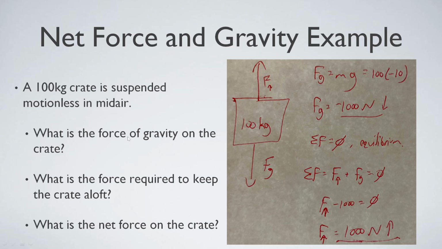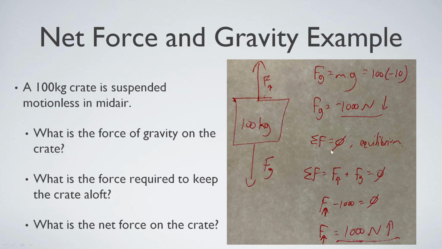And the first thing we're going to do is find the force of gravity on the crate. And again, to do that, Fg equals mg. You take the 100 kilogram mass, multiply it by the -10 meters per second squared acceleration of gravity, and that's going to give you a weight of -1,000 newtons down. Again, gravity always points down. So that is the weight of the crate. That is the force of gravity of the crate. It weighs about the same that I do.